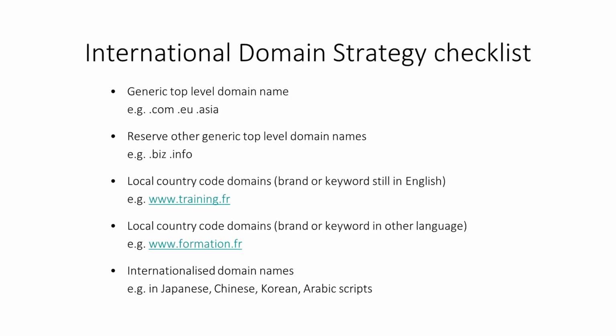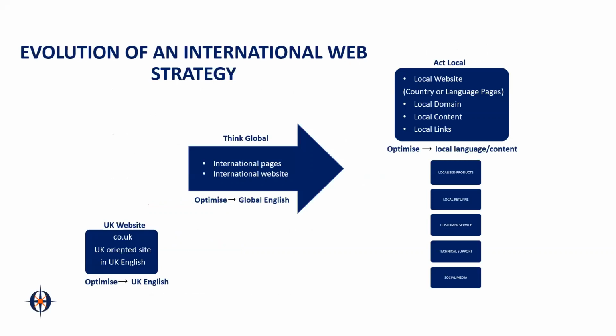So it's important to make sure that you have a clear international domain strategy and your own checklist that makes sense for your company. And here's just a quick visual to help you understand what the journey might look like. So I've explained a little bit about some companies starting with a UK website that's on a .co.uk with UK content. It's optimized for UK English, perhaps.